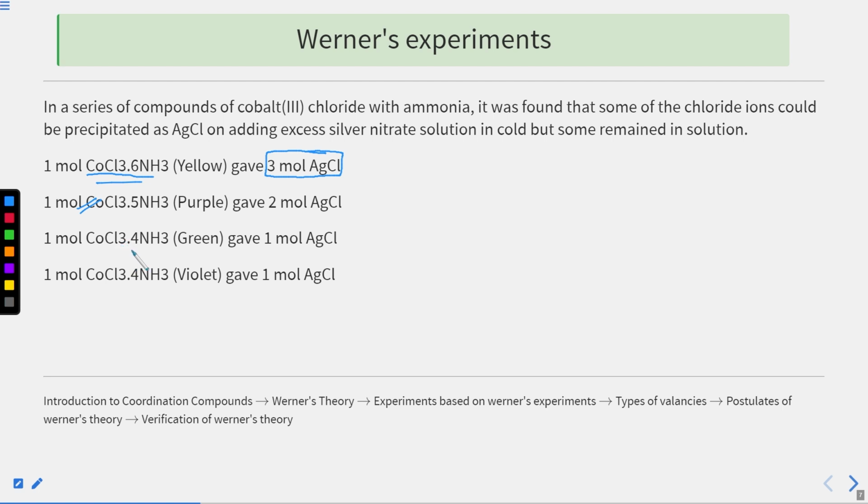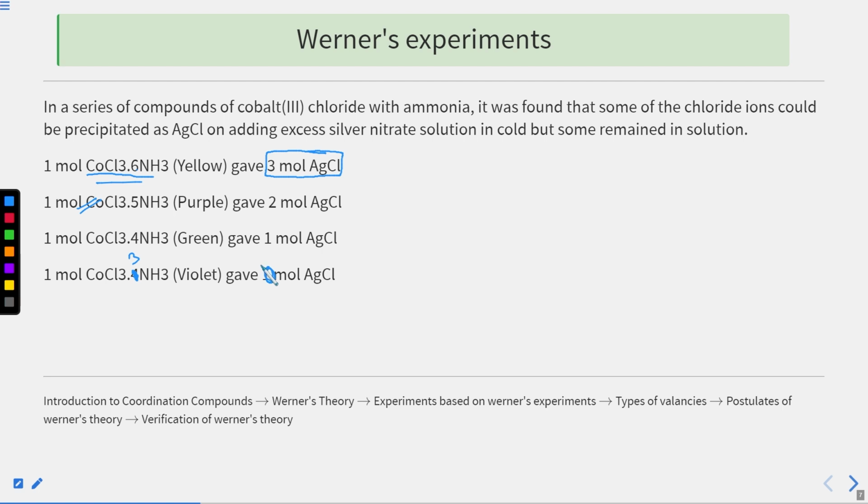Now in the third one, which has only 4 ammonia, we are decreasing the number of ammonia. Initially 6 moles of ammonia were there, so all 3 chlorines were precipitated. In this case 5 moles of ammonia are there, so only 2 moles of chlorine are precipitated. Now if we have 4 moles of ammonia, then only 1 mole will be precipitated. If we have 3 moles of ammonia, it will give 0 moles of AgCl. So we can see successively that as we are decreasing the number of ammonia, the number of AgCl precipitated is getting less.